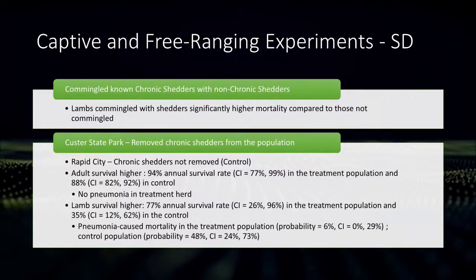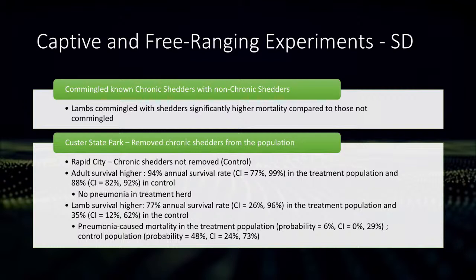So then we went out into the field and did an experiment there. We had a treatment herd and a control herd. In the control herd, we had chronic shedders, we had lots of pneumonia, and we did nothing. In our treatment herd, we serially tested ewes for several years, identified the chronic shedders, and then removed them. And what we saw in the years following is that even in the adults, we saw higher annual survival rates.